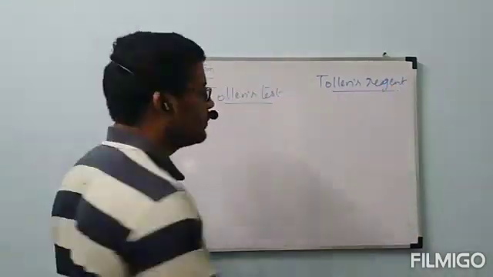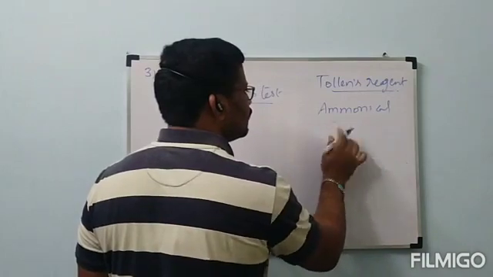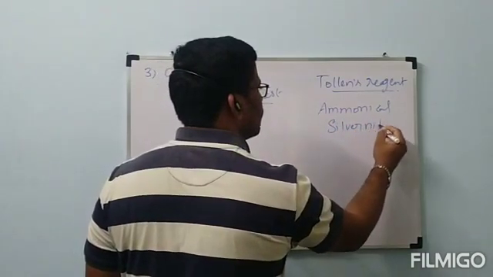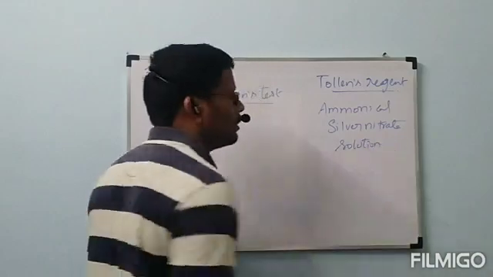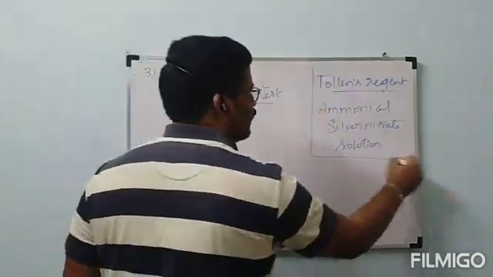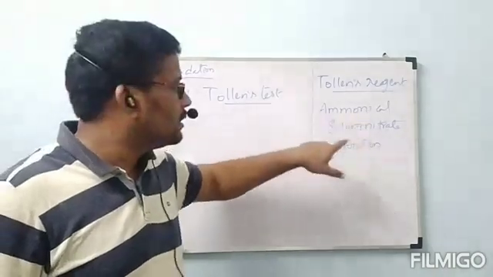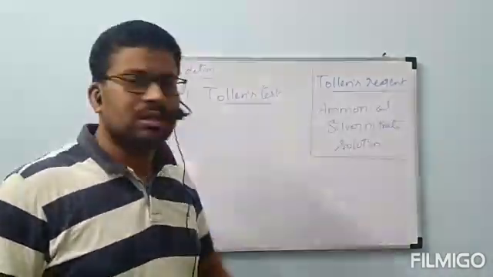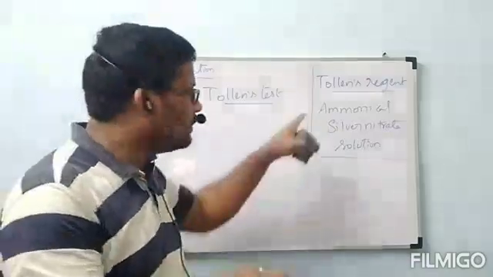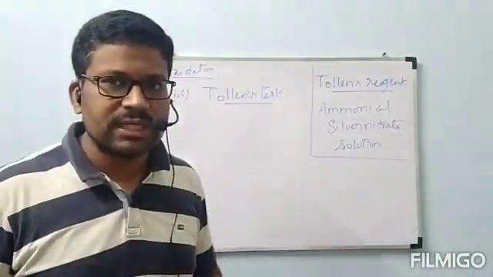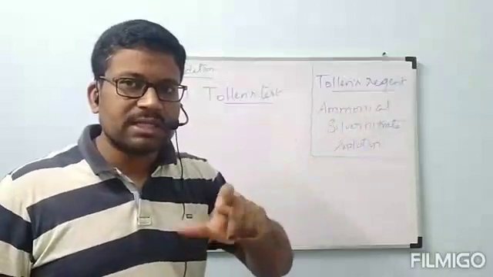What is meant by Tollens reagent? Ammoniacal silver nitrate solution is called Tollens reagent. Actually, ammoniacal is nothing but ammonium ion is present. Silver nitrate, AgNO3. This total solution, ammoniacal silver nitrate solution, is called Tollens reagent. But while we are writing the reaction, those two will undergo reaction to form one complex, that is silver ammonia complex. Silver from here and ammonia from this one, it will be formed as silver ammonia complex.